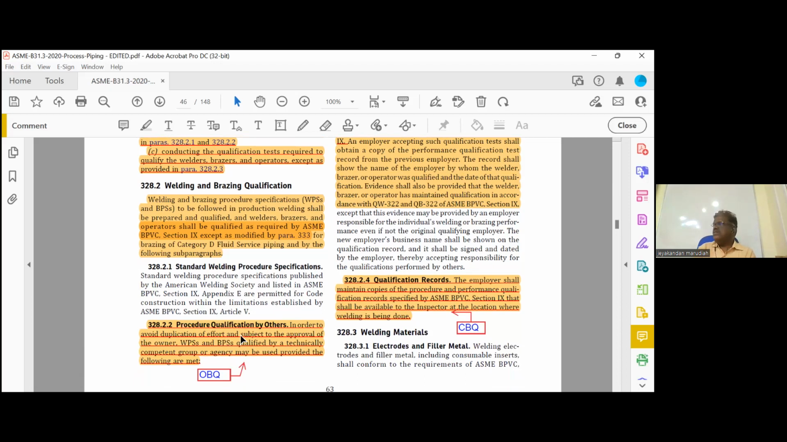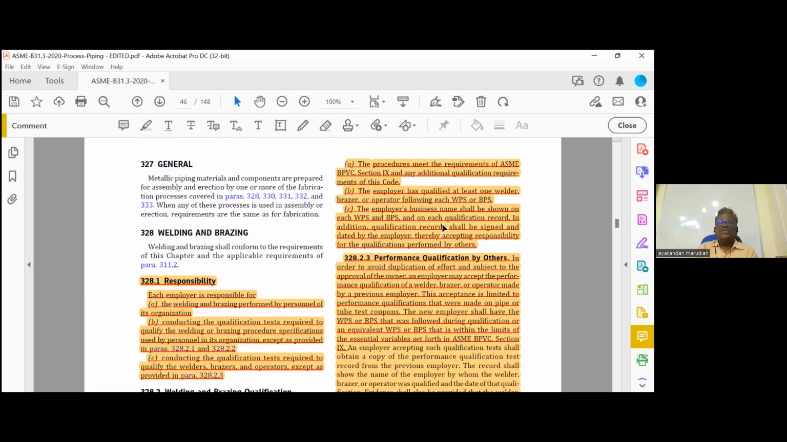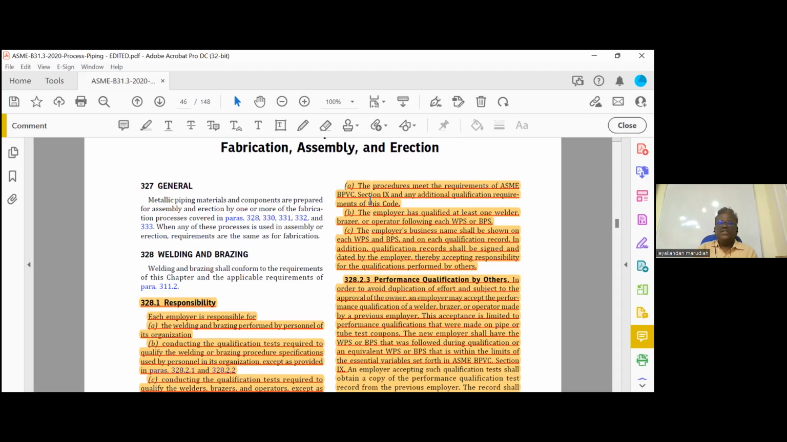328.2.2, procedure qualification by others. In order to avoid duplication of effort and subject to the approval of the owner, a WPS or BPS, meaning brazing procedure specification, qualified by a technically competent group or agency may be used provided the following are met. That is the open book question. You can use other companies' procedures subject to owner approval, but there are certain conditions. The procedure meets the requirements of Section IX and any additional qualification requirements of this code. The employer has qualified at least one welder or operator following the WPS or BPS. The employer's business name shall be shown on each WPS and BPS.